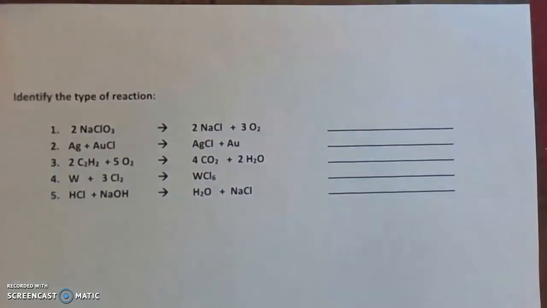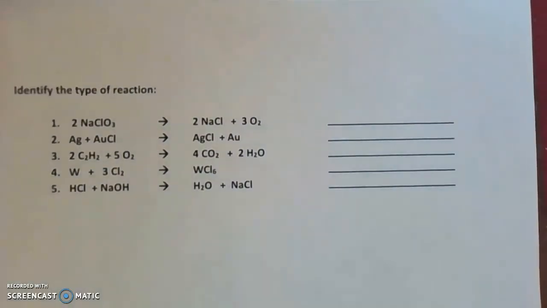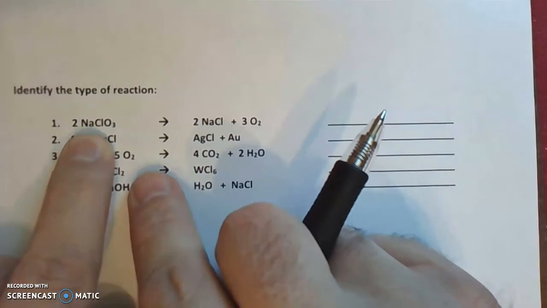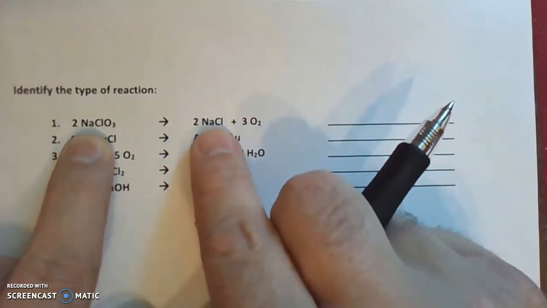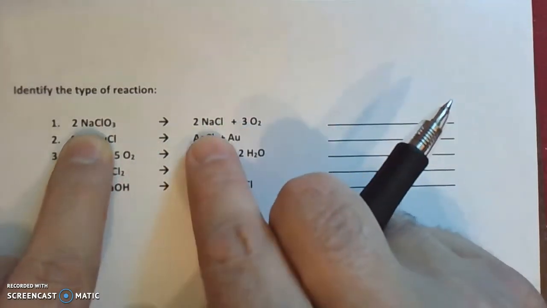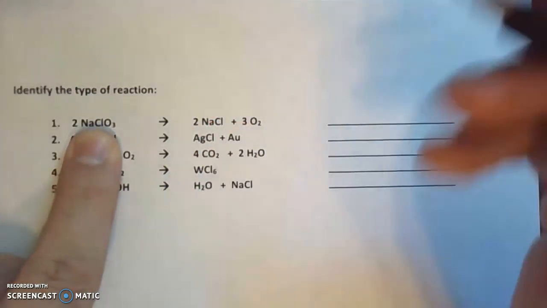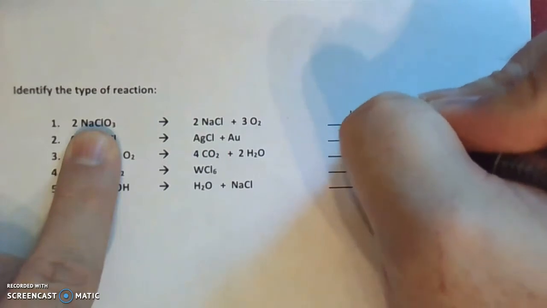So our last page for this lesson, we have five different examples. We are just going to go through and identify which of the five types each one of these equations is, based on what is happening. If we look at number 1, we have a compound. It is turning into two or more things. So we're going from one thing to two things. That should be decomposition.